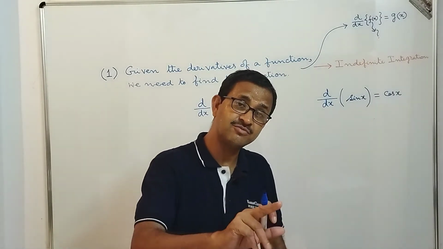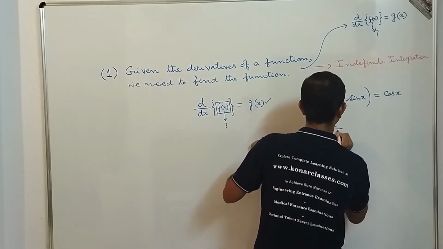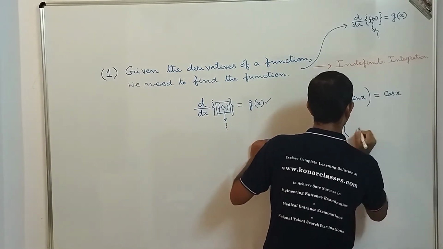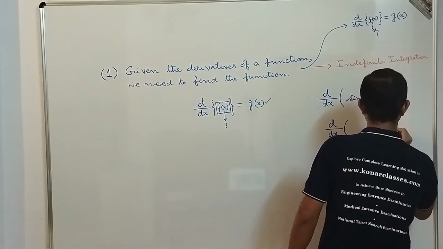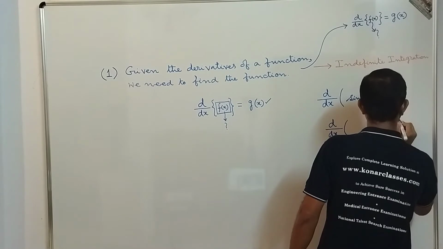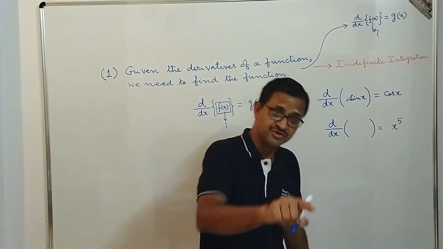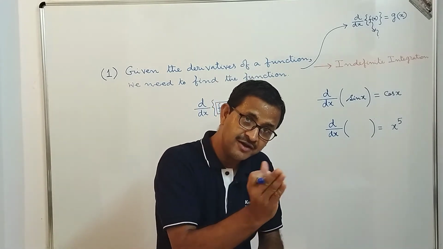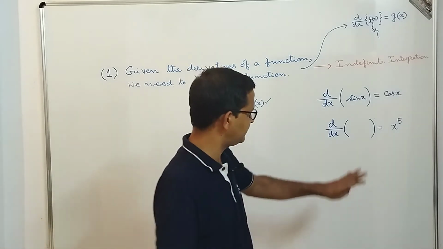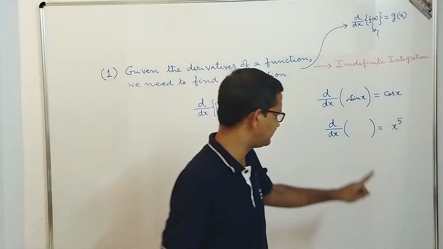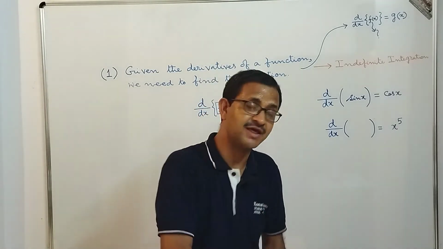Now, cos x is a very simple function you are able to tell, but instead of cos x, if I give some complex function, let me give you an example. If I say d/dx of which function is equal to x to the power 5, then you need to think. Maybe you can do that anti-derivative process, the inverse process of differentiation, but you cannot give that answer very quickly. Indefinite integration will help us give that answer very quickly.